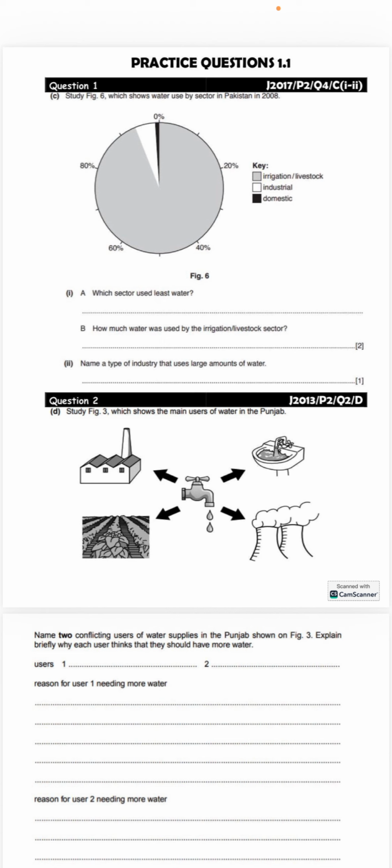So here we have a pie chart with question number 1, part A: which sector uses least water? As we can see, we have a key which is showing irrigation, livestock, industrial and domestic, and this is showing that domestic has the lowest water usage, so we need to mention it right here. Then part B: how much water was used by the irrigation livestock sector?